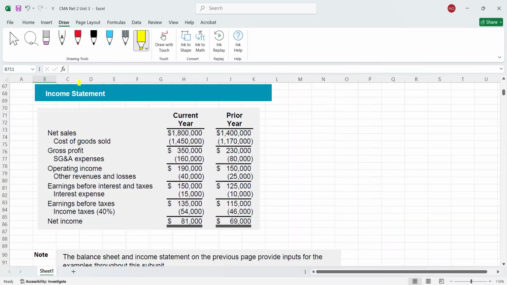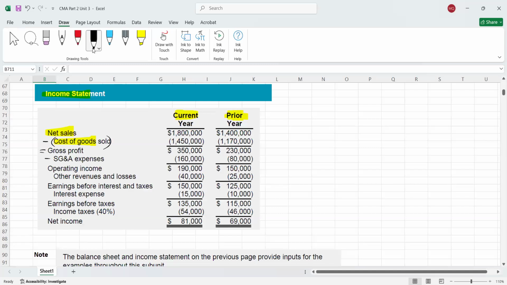Again, we've got an income statement for a 2-year period, for the current year and for the prior year. Here you are provided with the information on net sales. Then we've got the cost of goods sold. We take sales minus cost of goods sold, and this is how you get gross profit.